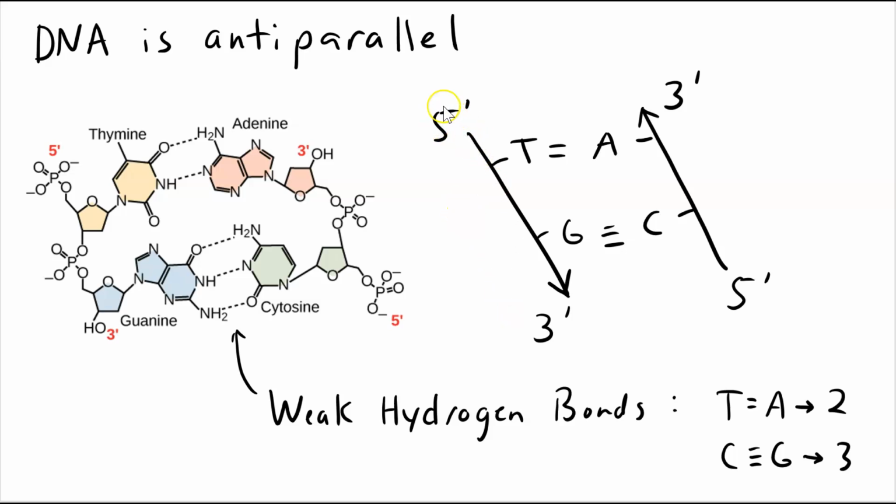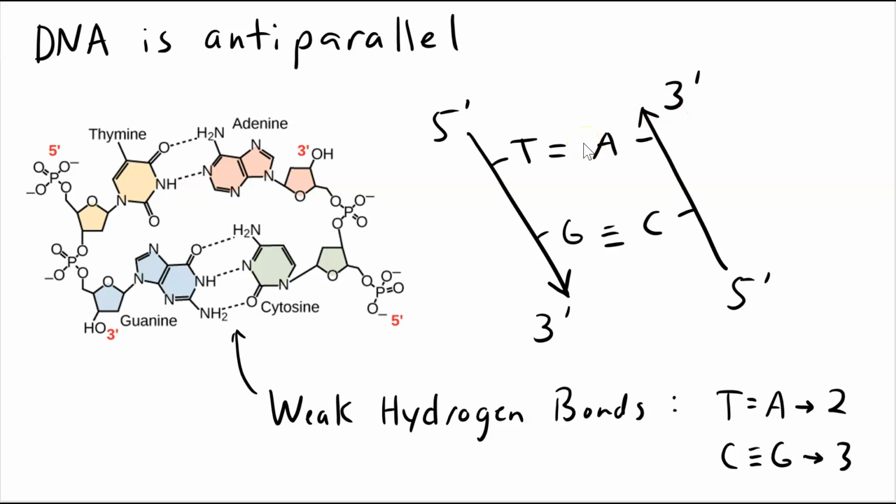So here you have the 5 prime end of the molecule, and here's the 3 prime end, whereas the opposite side, the other strand, is running in the opposite direction, 5 prime to 3 prime in this direction. Okay, so that's what I mean by antiparallel. We will discuss DNA's antiparallel nature in greater detail when we cover DNA replication and gene expression down the road, so don't worry about that too much at this point.